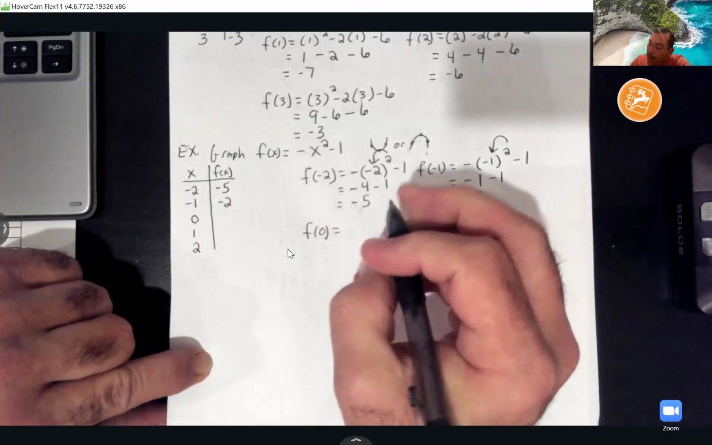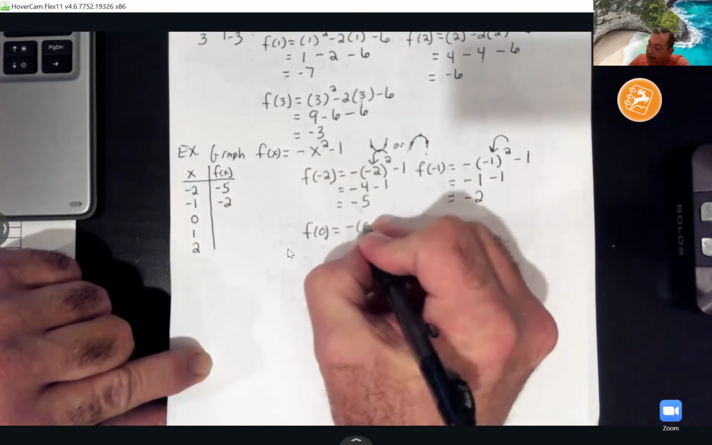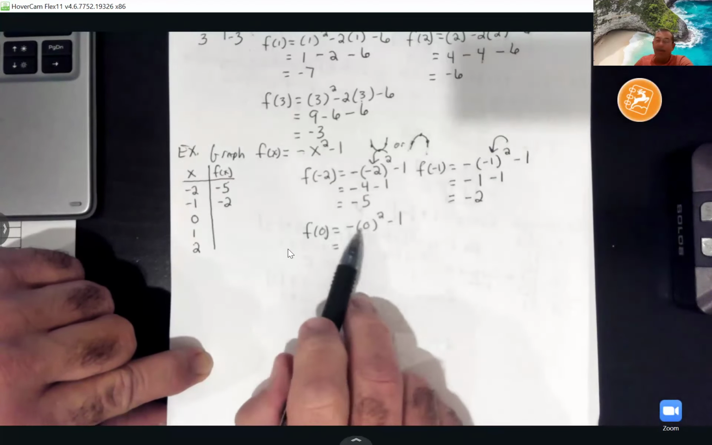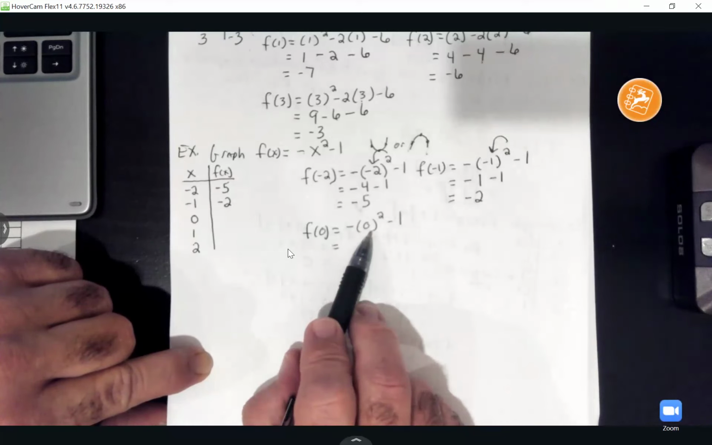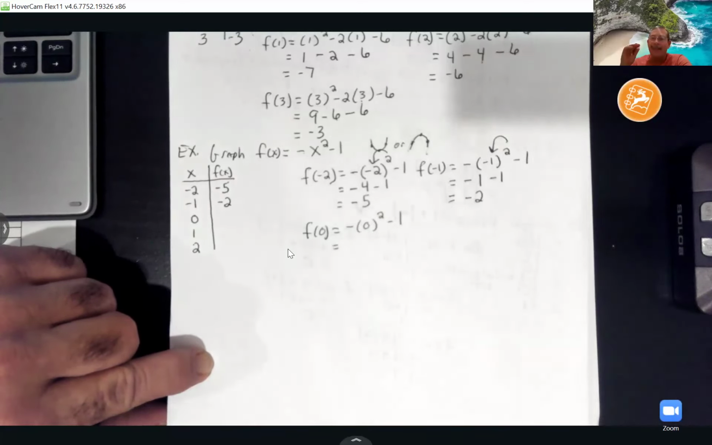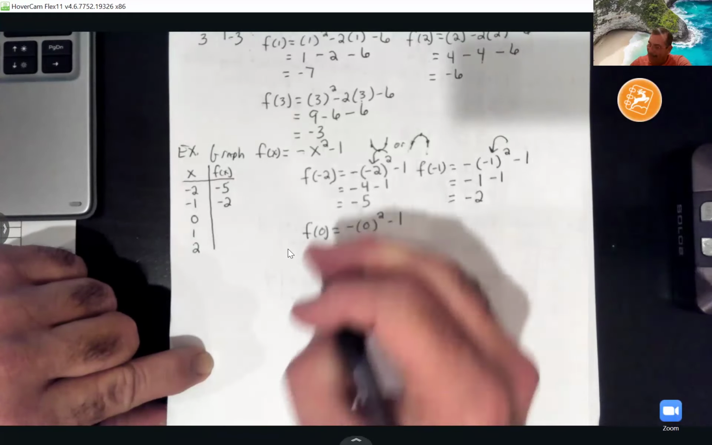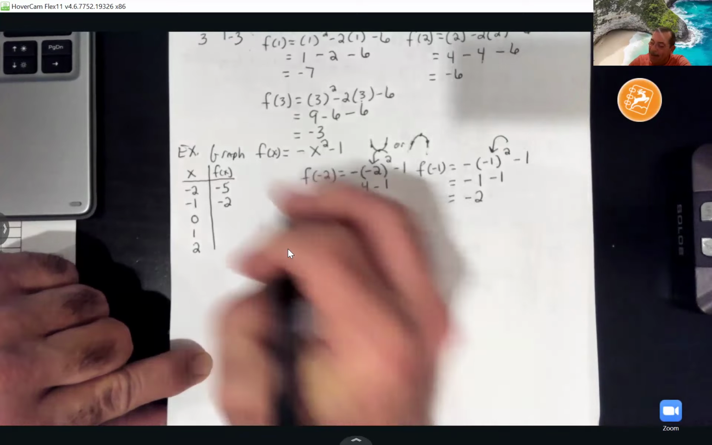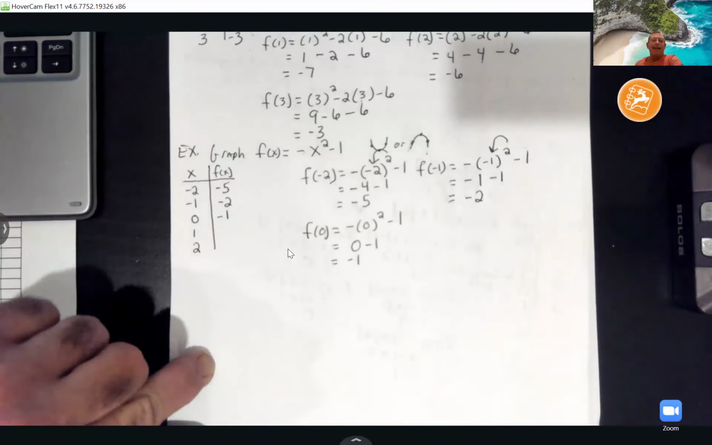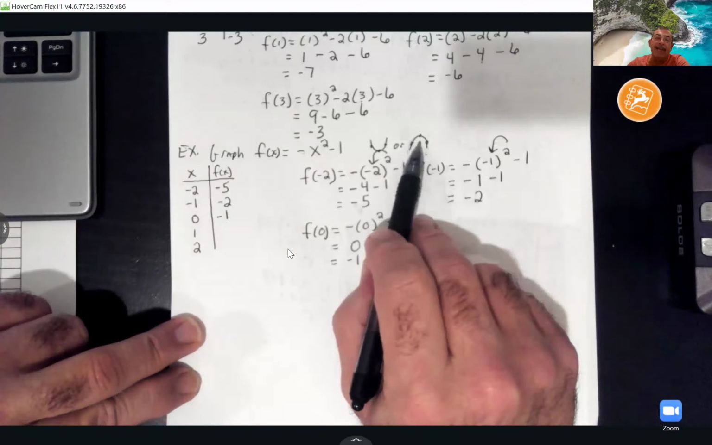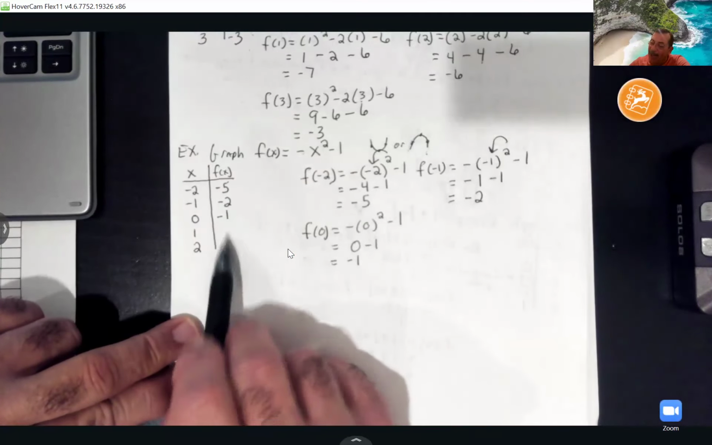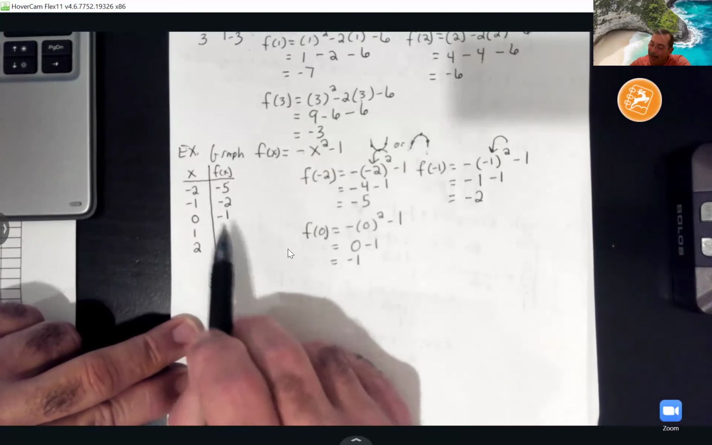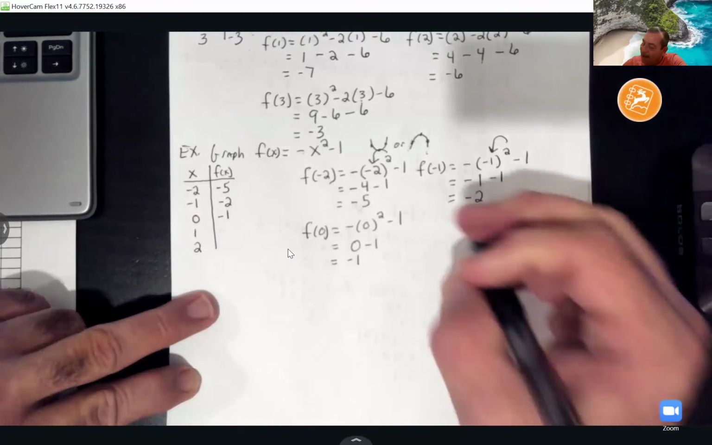f of 0 will equal a negative times 0 squared minus 1. Well, y'all, that's a 0. And 0 times anything is a big 0. There you go. So you got a 0 minus 1. And that's going to give us a -1. All right, now these are symmetric graphs also. So we know what's coming here, but we'll work them anyway. But I'm pretty sure you'll get a -2 here and then a -5 here, okay?